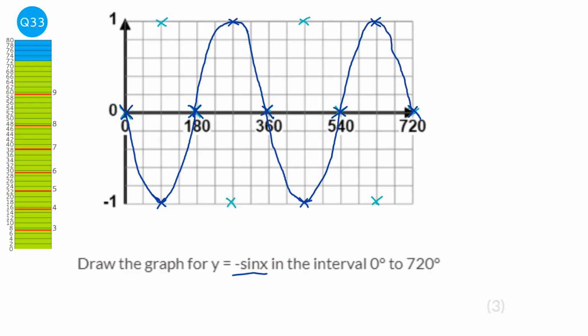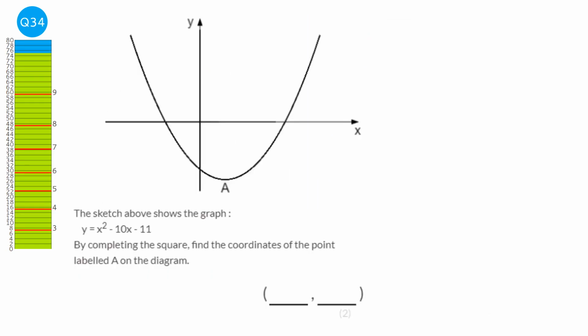And although it's a bit wavy, that's more than good enough to get the marks. So we're going to start by completing the square, which it's asked us to do. And so to complete the square, what we do is we put a set of brackets down, and we put x minus half of the coefficient of the x, so minus 5, and square it.